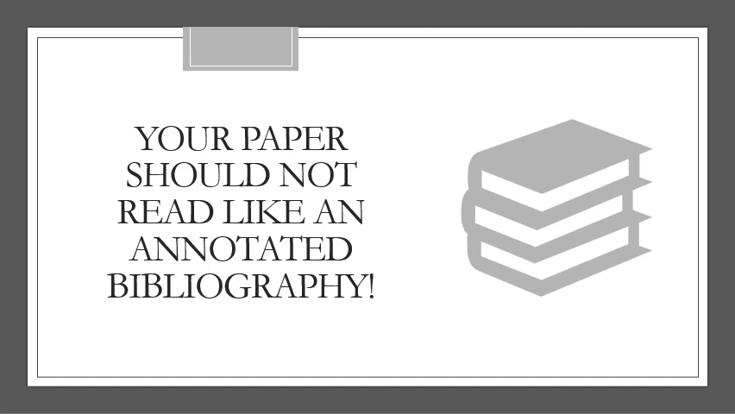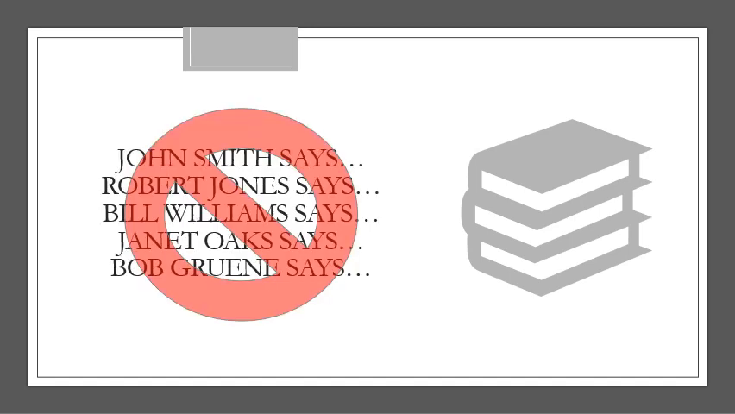And what I mean by that, it should not say John Smith says or John Smith writes and then give me all the information about John Smith. And then next you say Robert Jones in his essay says, and then you give me all of Robert Jones' information. Then you move on to Bill Williams and you say, here's everything that Bill Williams wrote. And then here's Janet Oakes, and here's everything Janet Oakes had to say on this topic. Oh, and here's Bob Gruen, who says this as well.